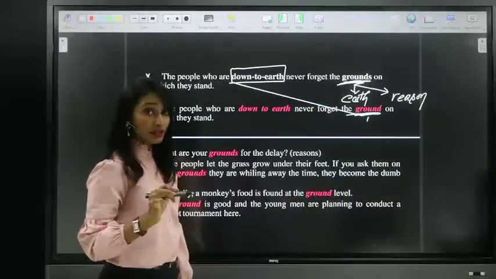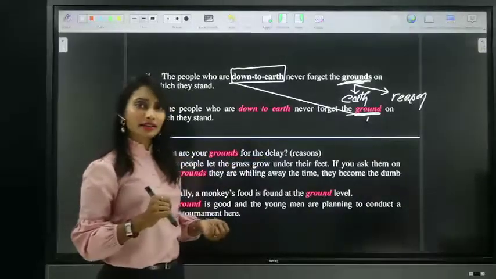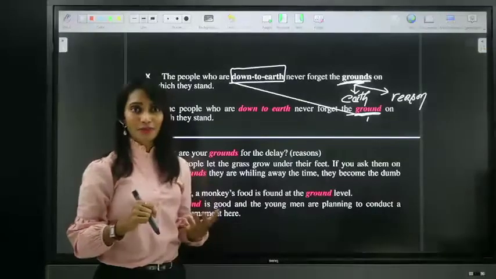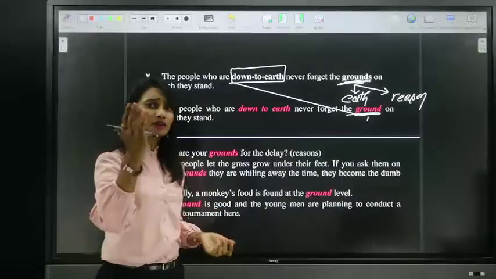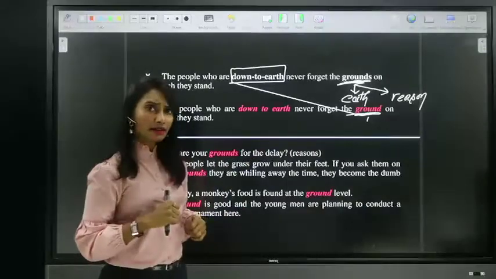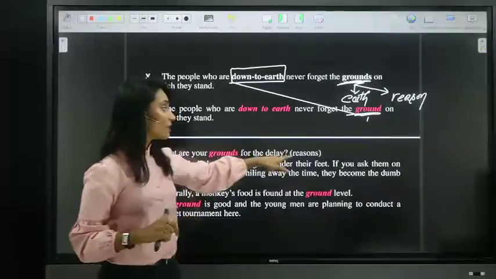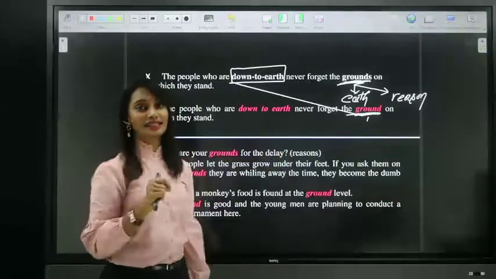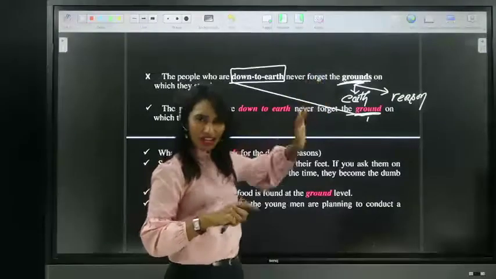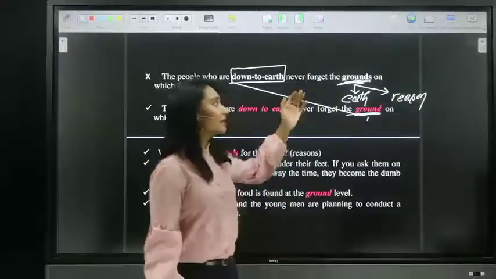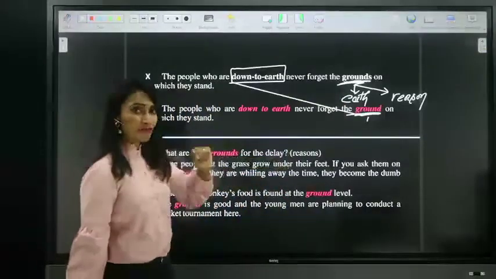So when you say, what are your grounds for the delay? If a sir or a ma'am, or if someone asked you, what are the grounds for the delay? That means they're not talking about the earth. They are asking you about the reasons for the delay. I hope it is clear. Ground has many meanings. One meaning is earth on which we stand. The other meaning is reason. Here we are talking in the sense of reason.